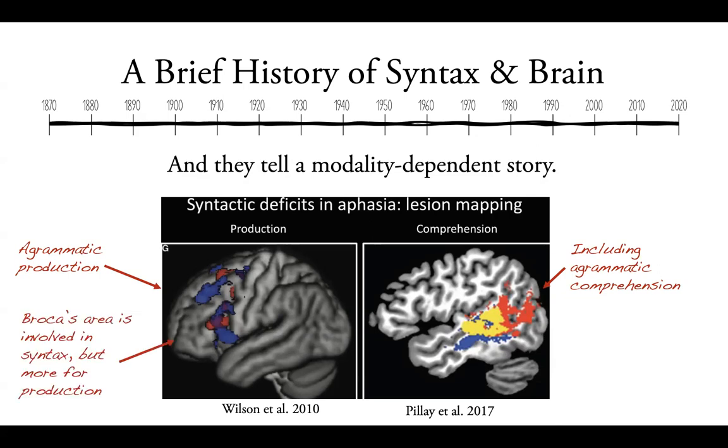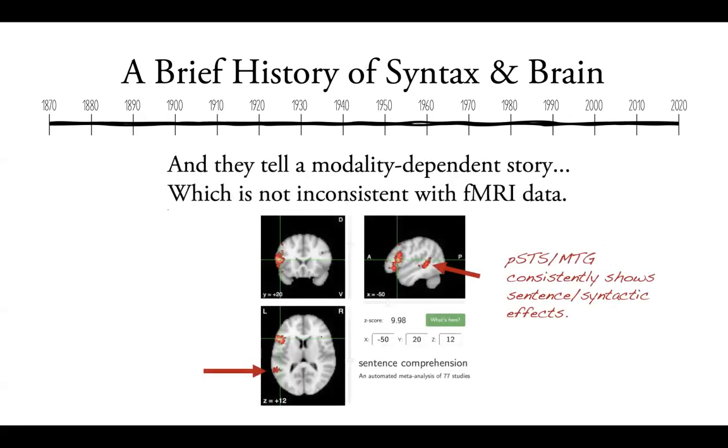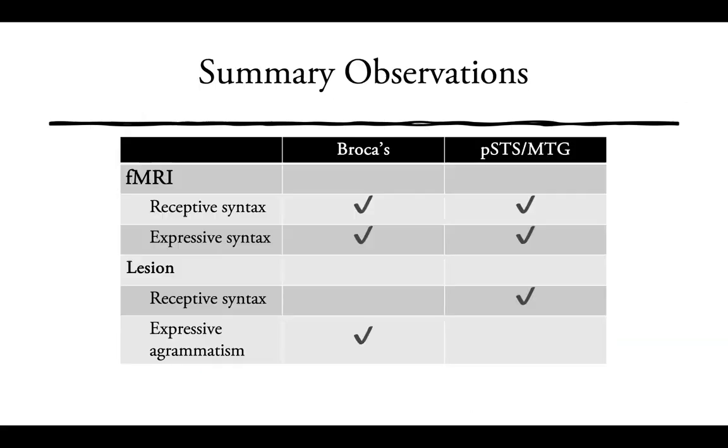Now, this work suggested that there is a role for Broca's area in syntax, but it's leaning more towards the production side than the receptive side, which is not inconsistent with the fMRI data, because fMRI data not only shows involvement of Broca's area in sentence comprehension, including syntactic manipulations, but so too is the posterior STS and MTG consistently showing these effects as well. So both of these regions tend to show these syntactic effects.